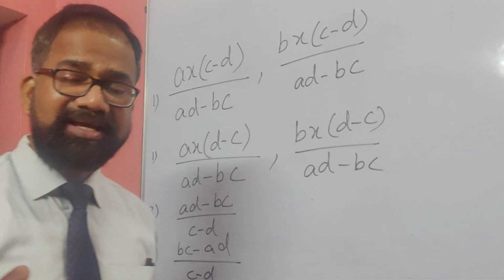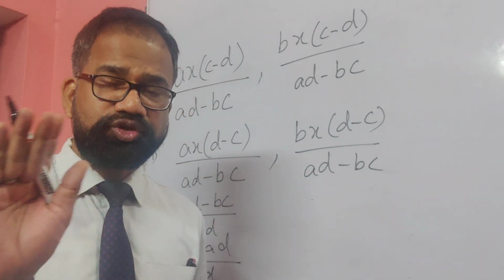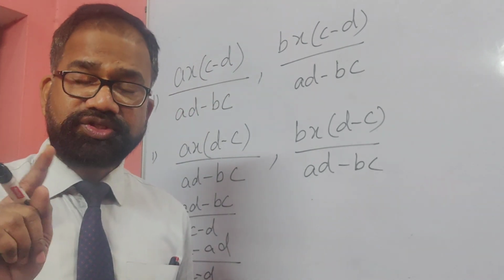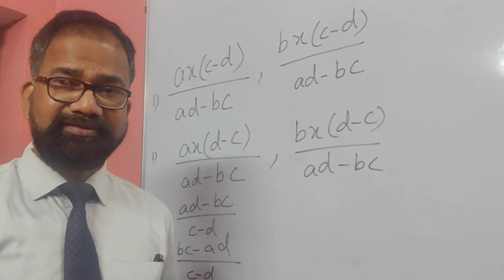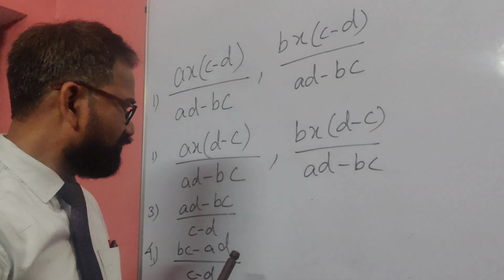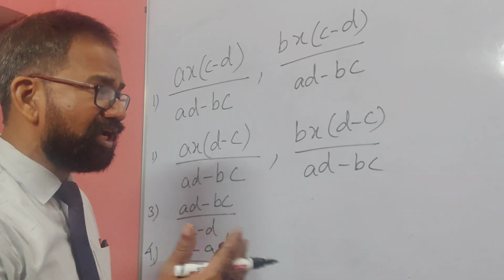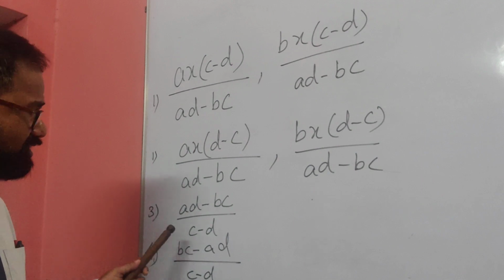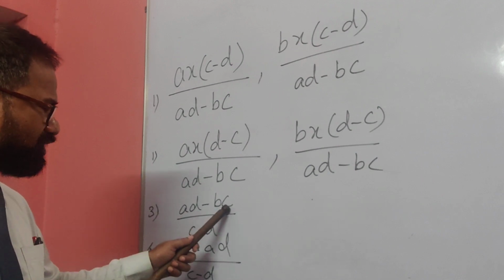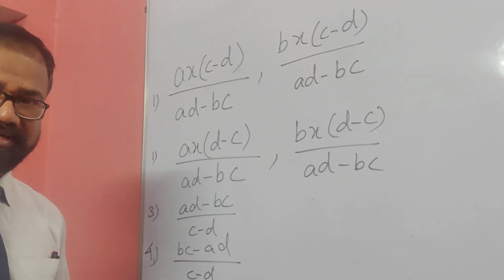Once again, the ratio between two numbers is A ratio B. What should be added so that the ratio becomes C ratio D? Your answer is AD minus BC upon C minus D.